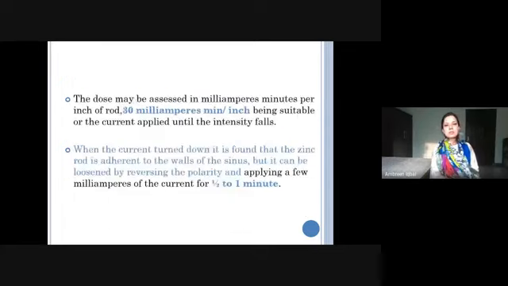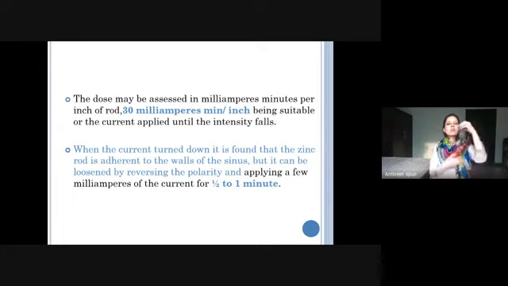The dose may be assessed in milliampere minutes per inch of rod, 30 milliampere minutes per inch being suitable, or the current is applied until the intensity falls. When the current is turned down, it is found that the zinc rod is adherent to the walls of the sinus. It poses a problem, so it can be loosened by reversing the polarity and applying a few milliamperes of current for half a minute or 1 minute.